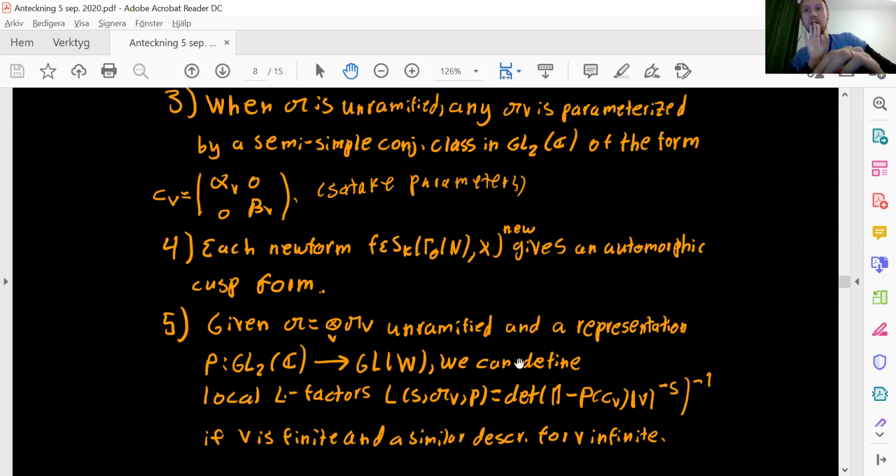But what is this local L factor? Like, what is it? It's precisely this, given by this function here, is the local L factor.